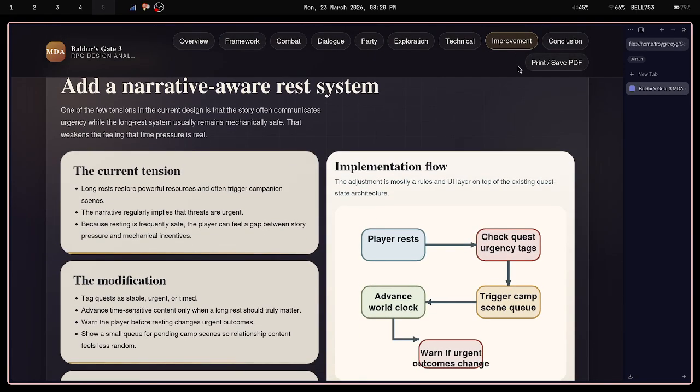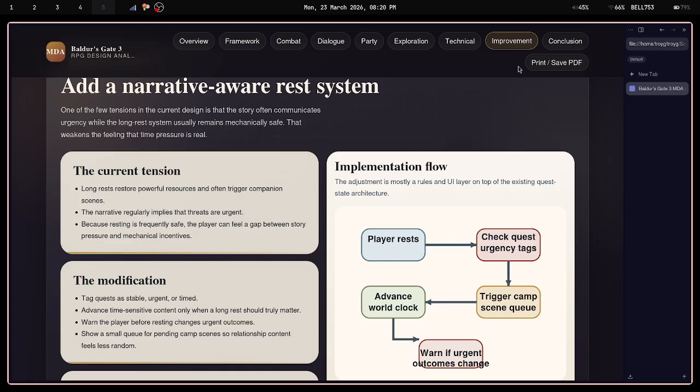Even the strongest games have weaknesses, and one of the clearest tensions in Baldur's Gate 3 involves resting. The game uses long rests to restore resources and trigger important companion scenes. This is mechanically useful and narratively rewarding, but at the same time, the story often communicates urgency around major threats. This creates a little bit of a mismatch.